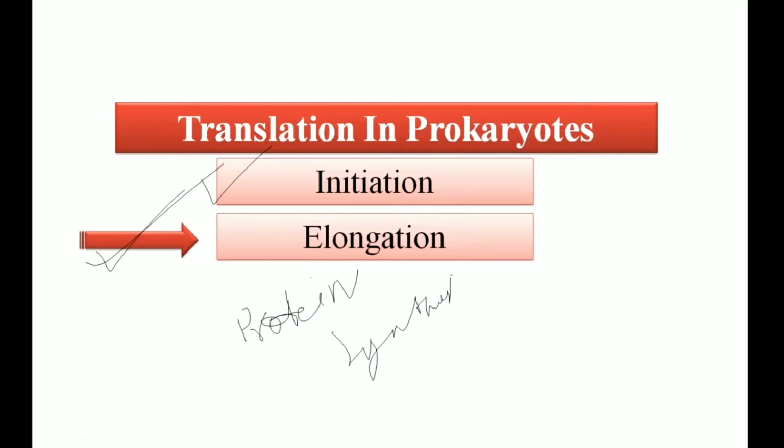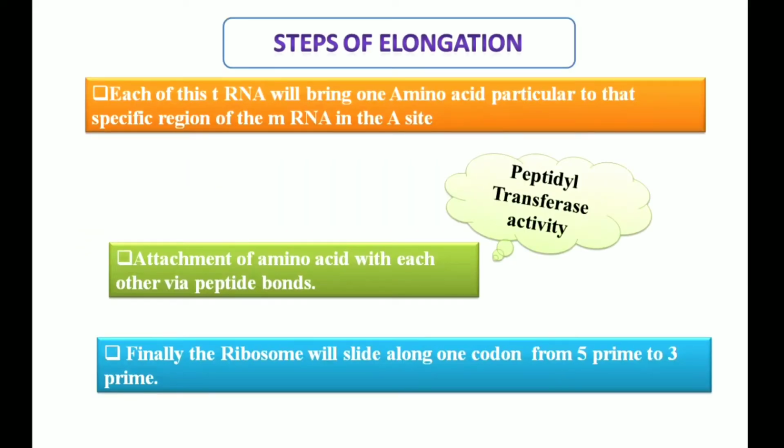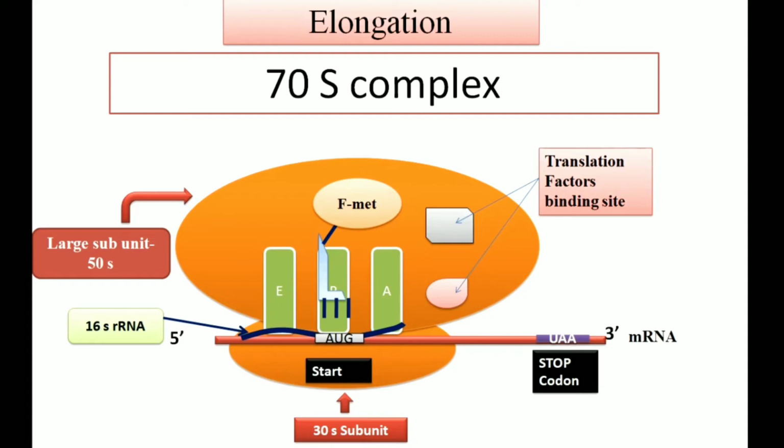Okay. So, starting with the elongation part, we need to understand what the different steps are and how it begins. When you see the 70S complex, as we have already studied, there are two different units formed, and they together form the 70S complex. In the large subunit we have the 50S, and in the small subunit we have the 30S. So these two together combine and form the 70S complex of the ribosomal rRNA.